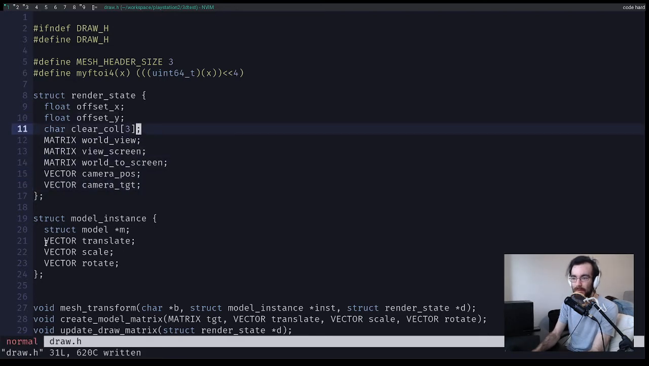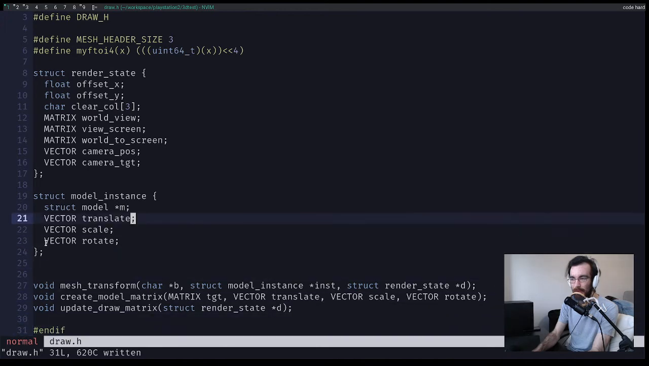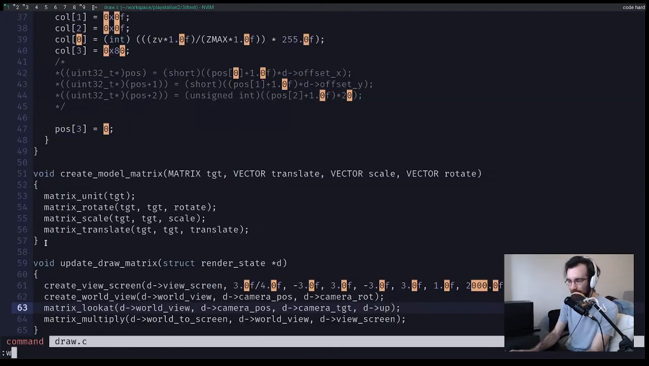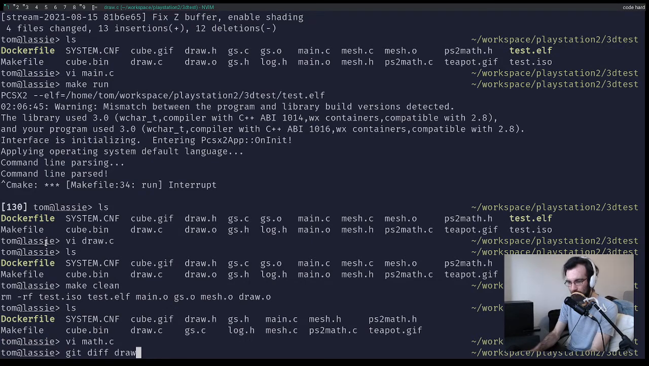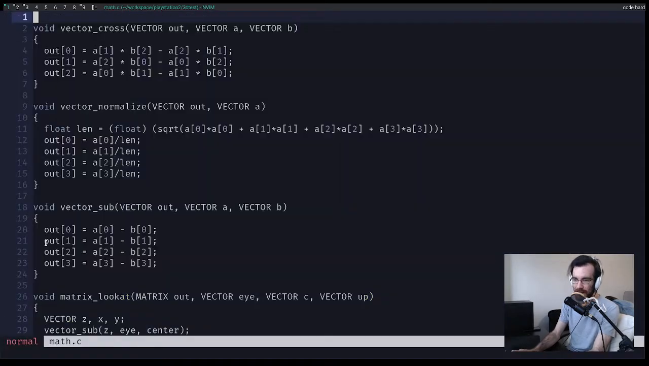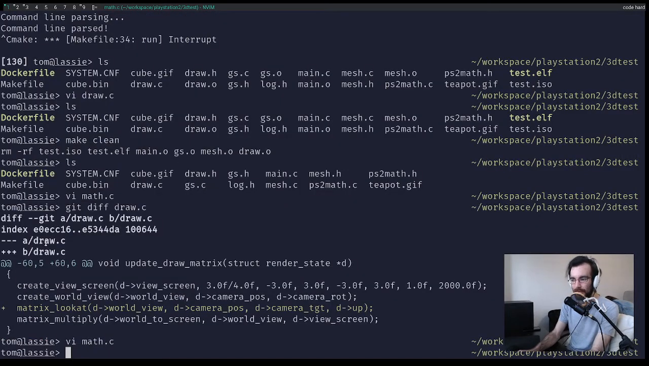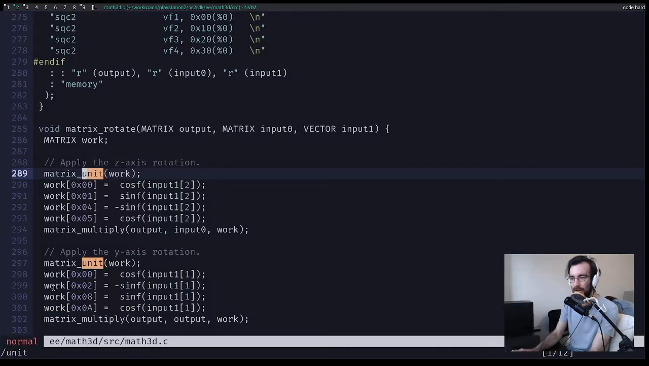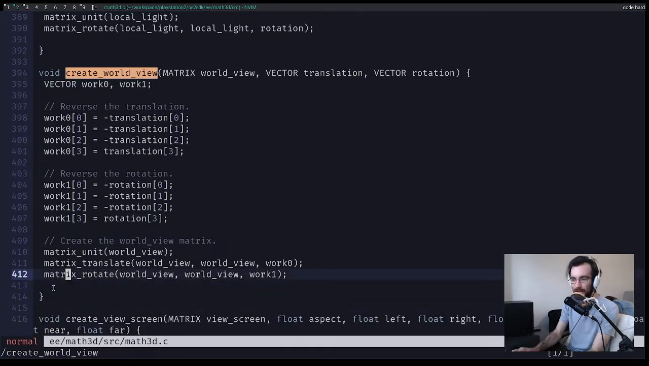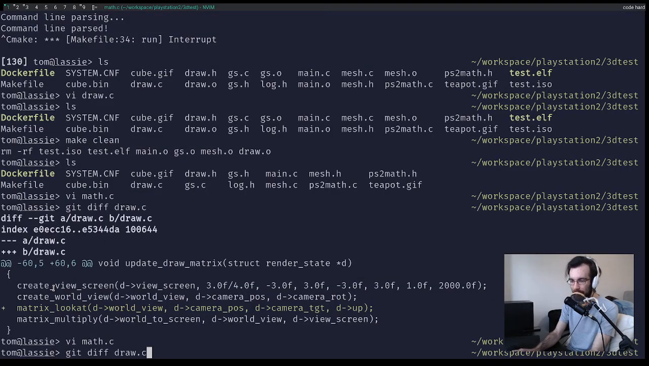Do we have up? Where does up come from? How do we calculate up? What view was it? I guess we need to add it. Am I going crazy? Create world view. Does this hard code translate rotate? No, I guess this doesn't care about up.